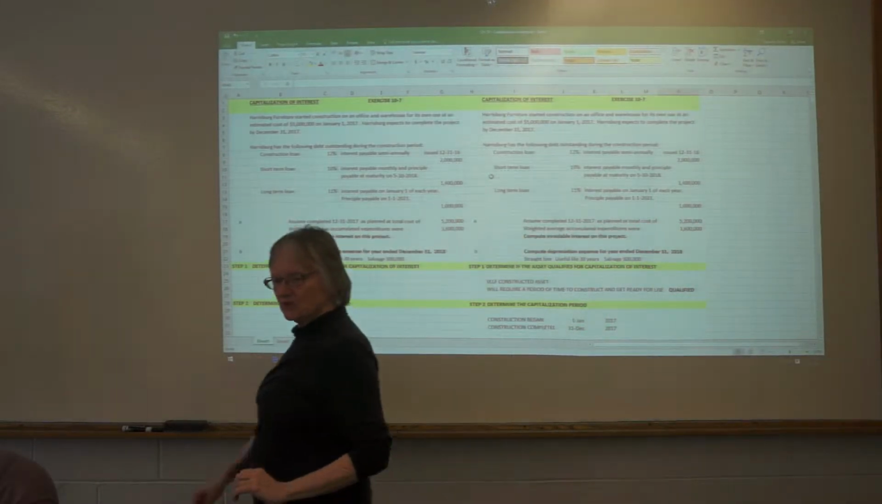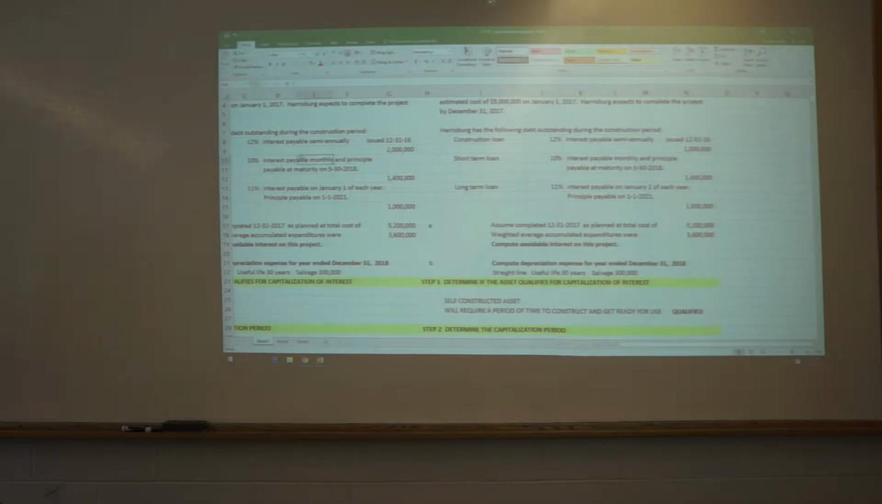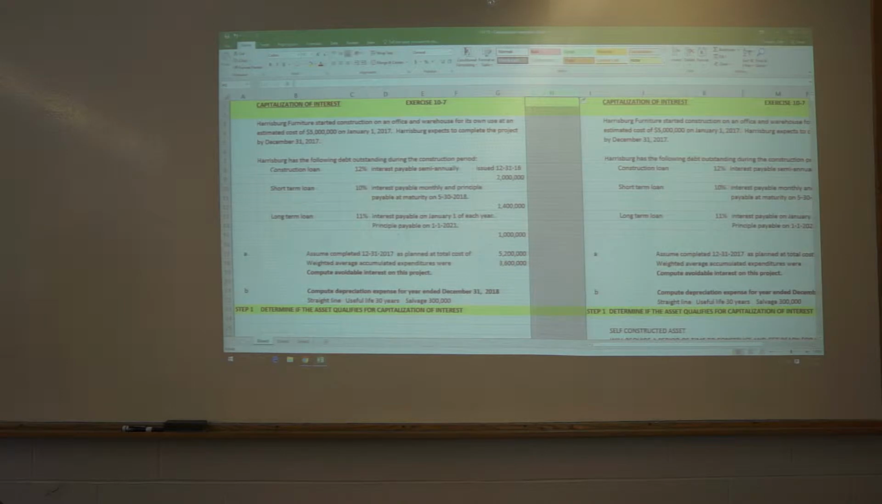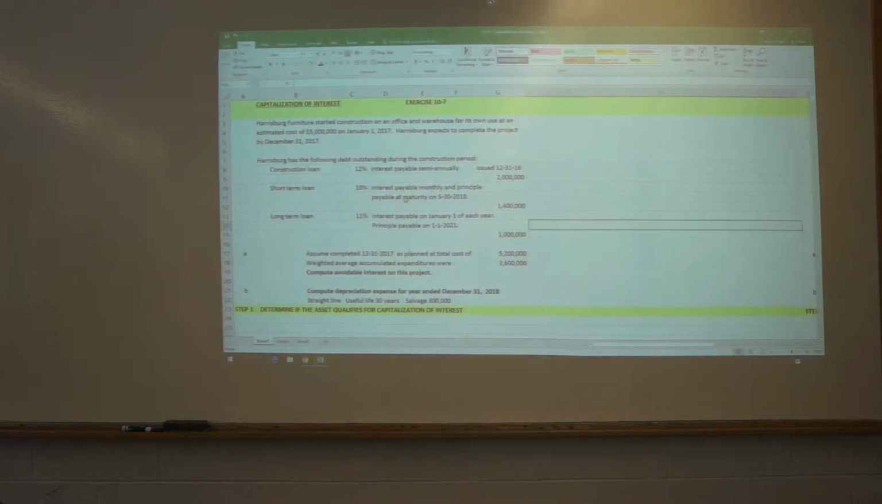Okay, so this is exercise 10.7 on the capitalization of interest, and I have basically set these up so there are, we've got five, I think unfortunately it's 6 steps to go through, but it kind of walks you through just what you need to do here, okay?